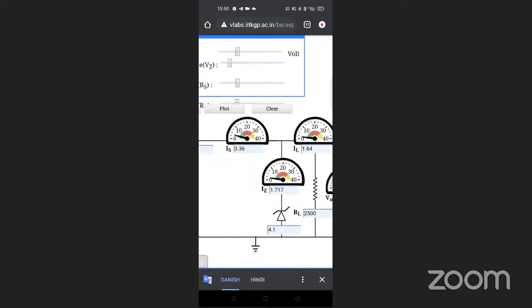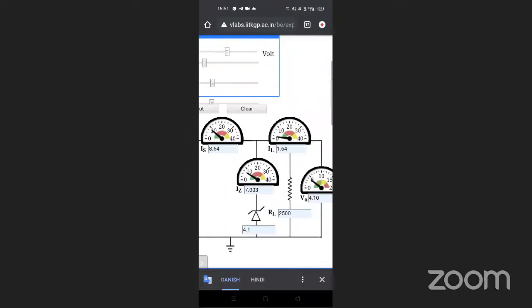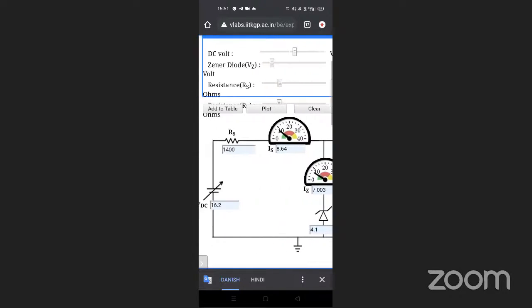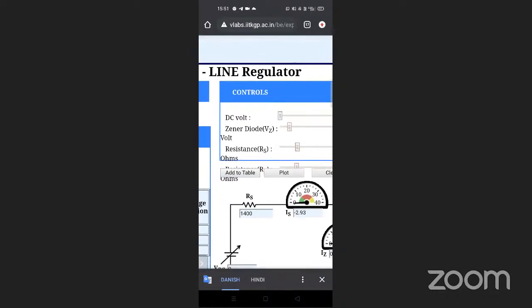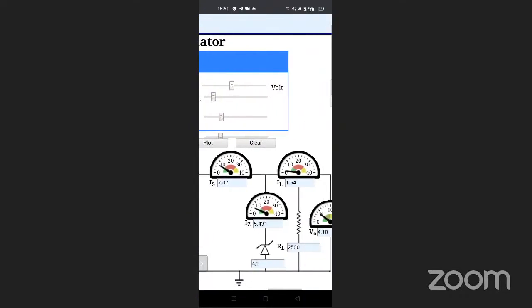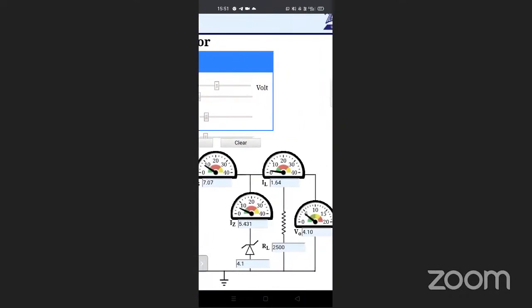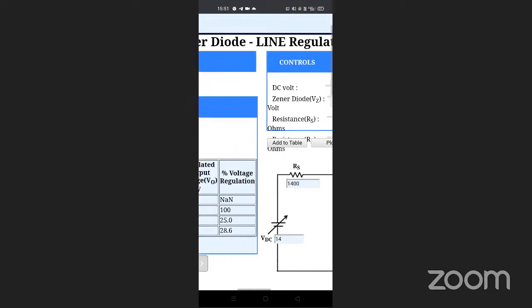Again I will increase it. This is 16.2, and our output voltage is constant, that is 4.1. We will take note of it. Again I will take a reading. This is 14, and our voltage is still constant, that is 4.1. I will add this to the table.